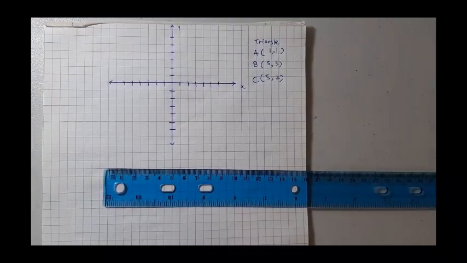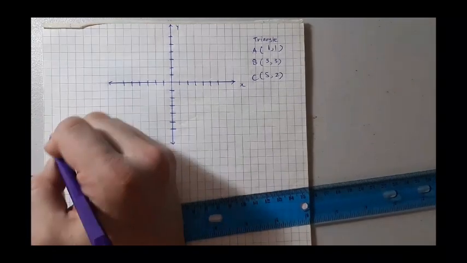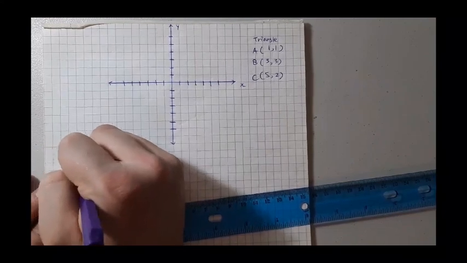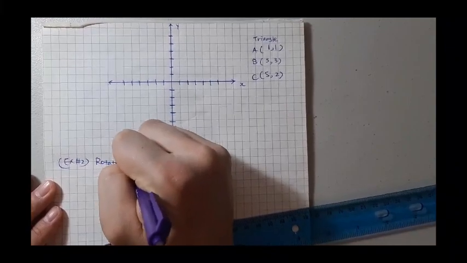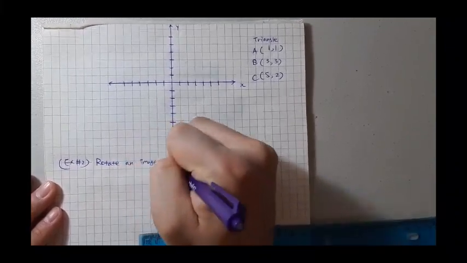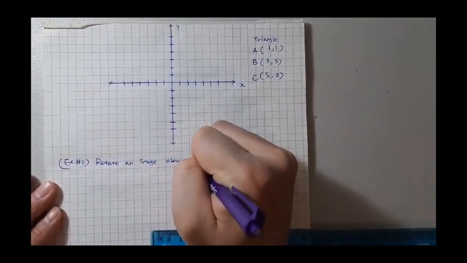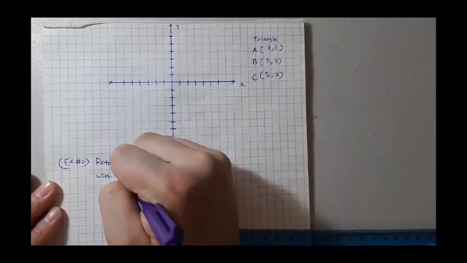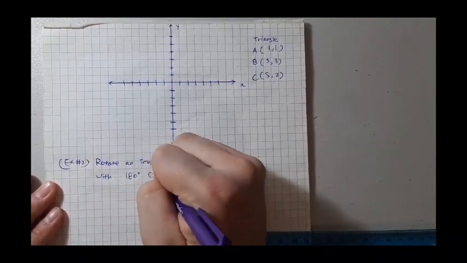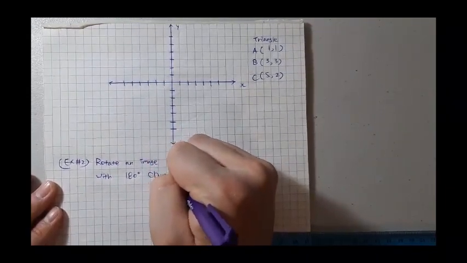All right. I want you to pause this video and then I want you to create a triangle with the points A, B, and C. Because what we're going to do for the second situation is, example number 2, we are going to rotate an image about the origin with 180 degrees counterclockwise.